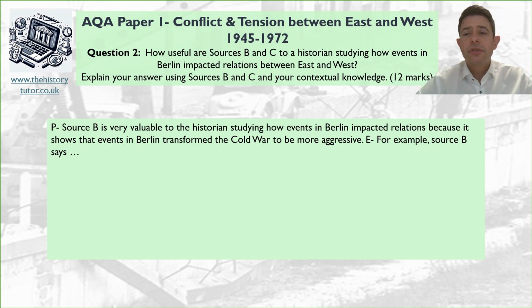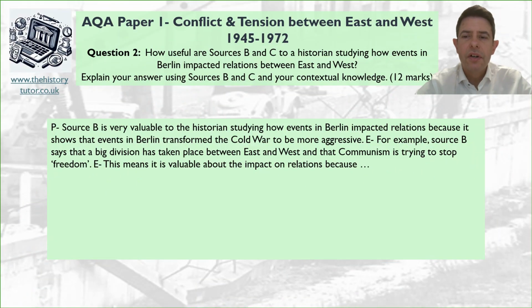Okay, so for example, source B says, so let's pick the content message first. How does the content back this up? So pick a part of the message of the source that might support that the Cold War has become more aggressive and there's more of a standoff between East and West. Okay, so I've gone for, for example, source B says there was a big division taking place in East and West, and communism is trying to stop freedom from taking place.